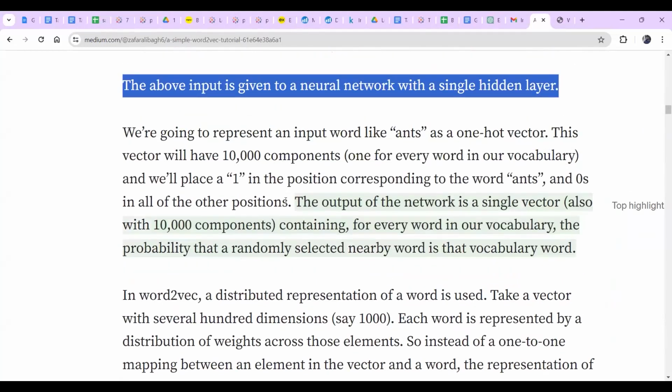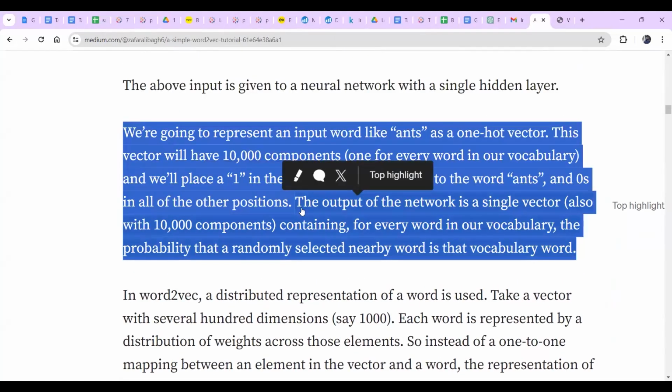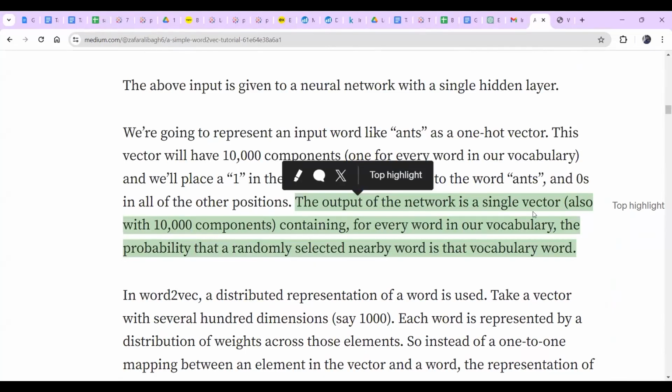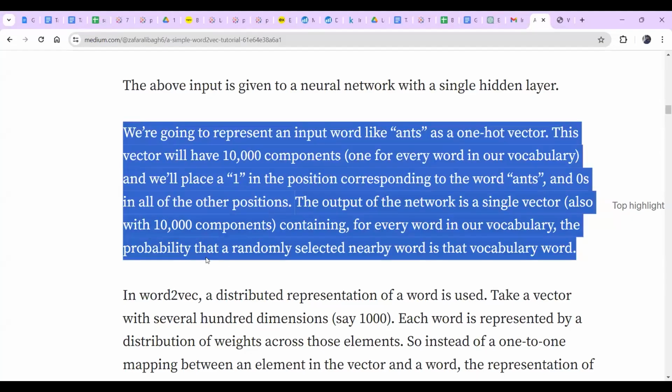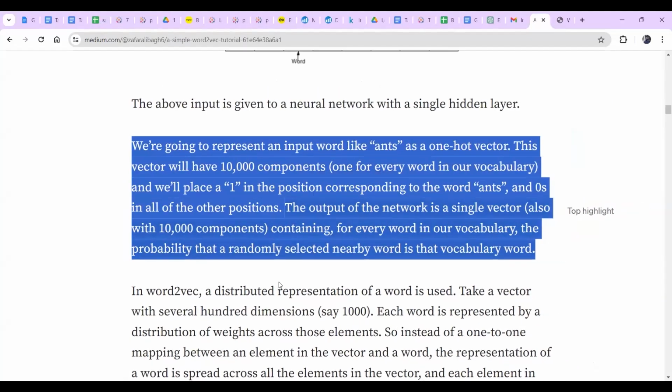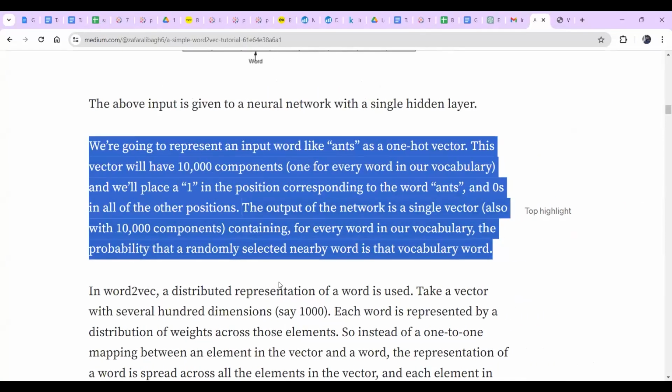Okay, read this. So over here, the output of the neural network is a single vector, also with 10,000 components, containing for every word in our vocabulary the probability that it is a randomly selected nearby word. Okay, so it's saying the same thing, only in the form of different numbers. So it's saying that you will be getting the output, which is the target word that you're trying to predict using the neighbors, but instead of seeing the representation, you can see the probabilities as well.